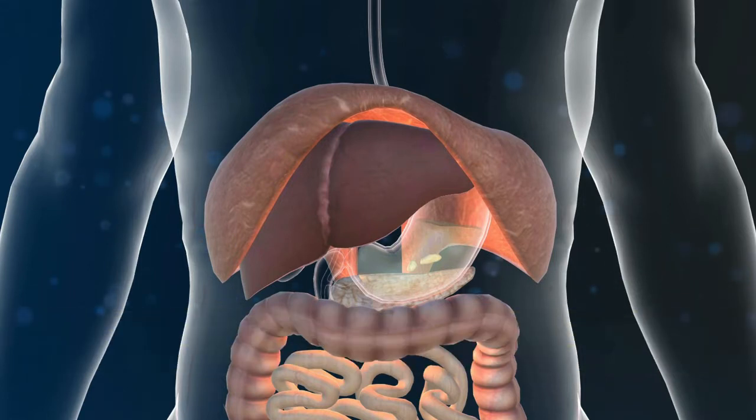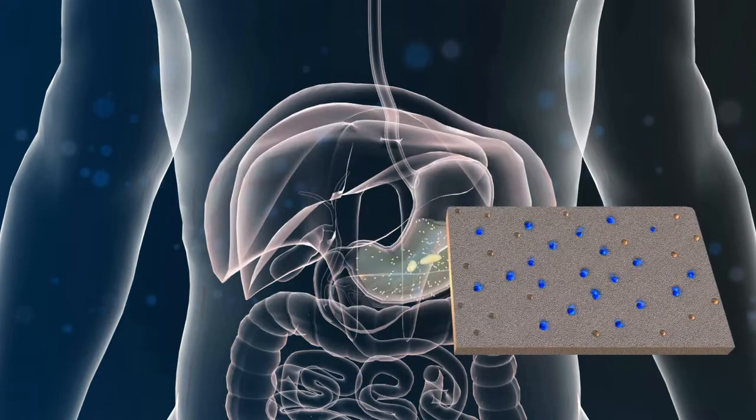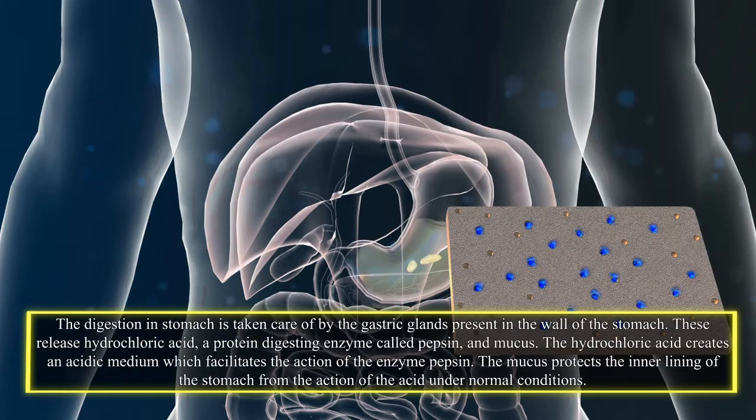Gastric glands. The digestion in the stomach is taken care of by the gastric glands present in the wall of the stomach. These release hydrochloric acid, a protein digesting enzyme called pepsin, and mucus. The hydrochloric acid creates an acidic medium which facilitates the action of the enzyme pepsin. The mucus protects the inner lining of the stomach from the action of the acid under normal conditions.